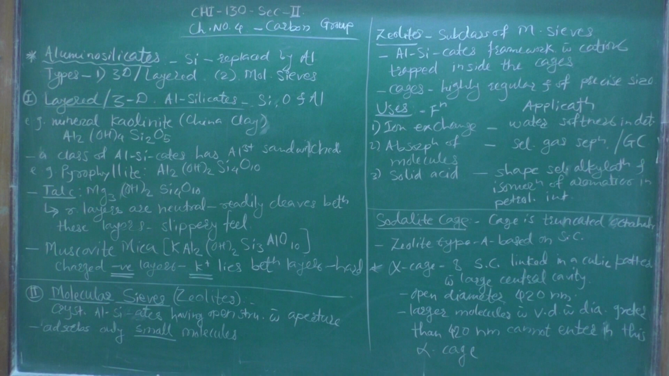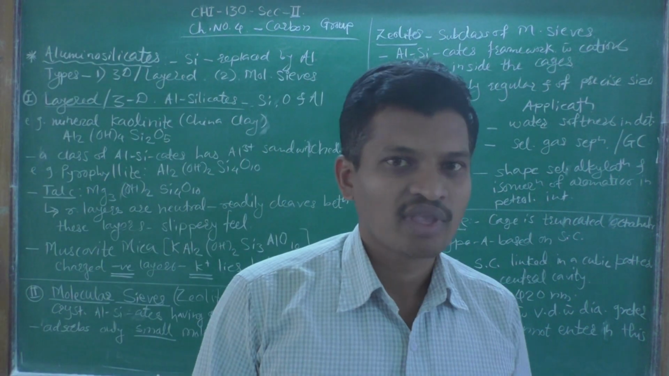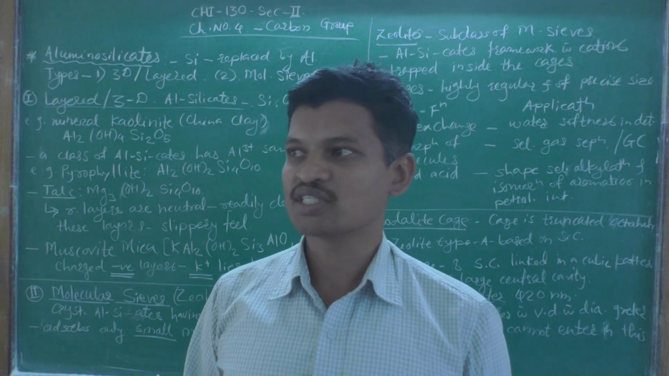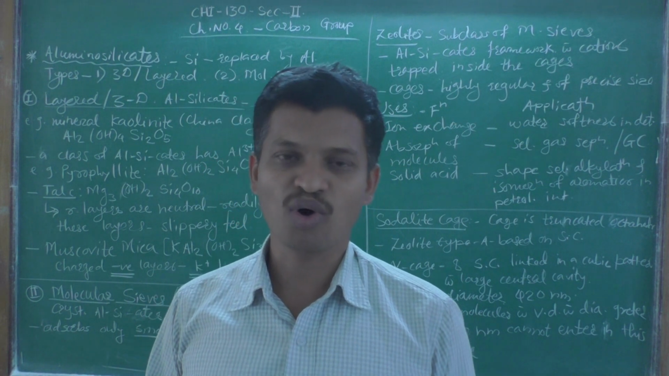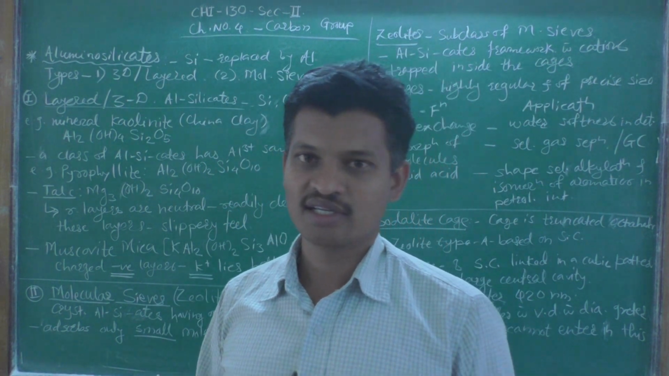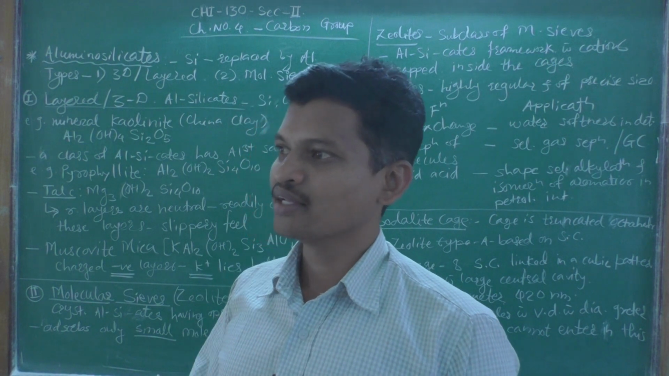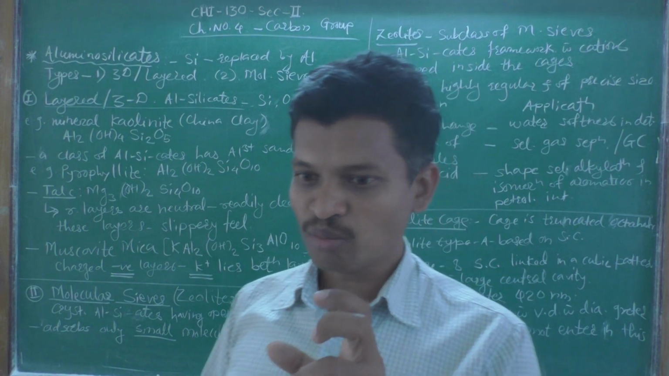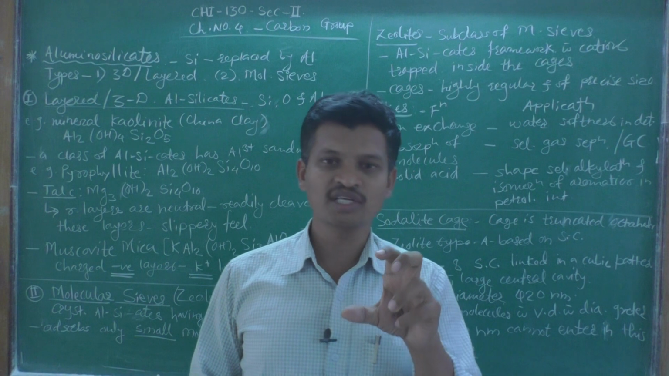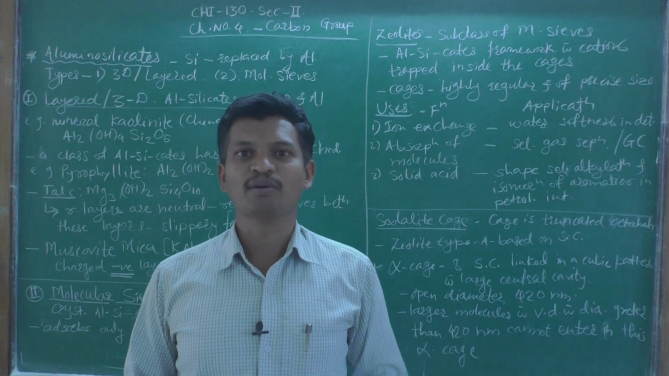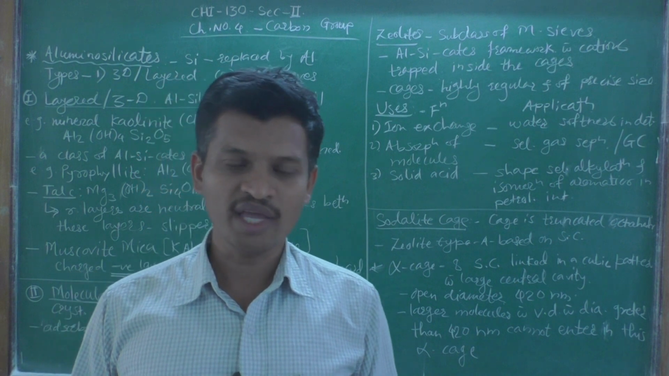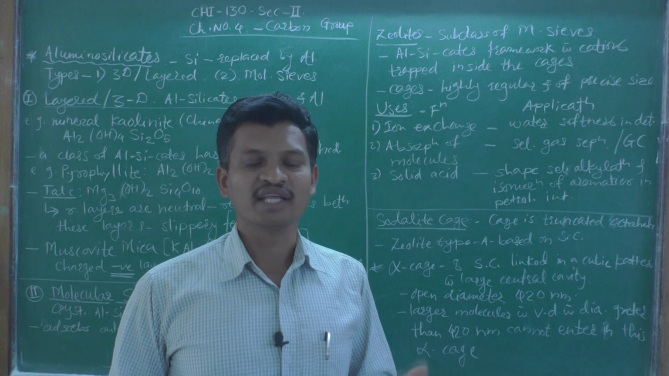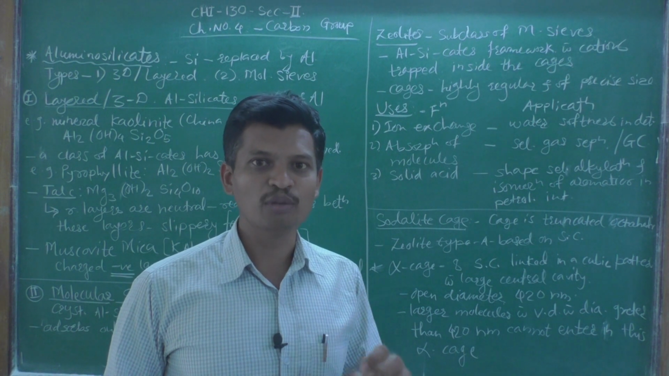So, what are these aluminosilicates? We have seen the types or classification of silicates, and the last class of silicates was 3-dimensional silicates. These 3-dimensional silicates are nothing but aluminosilicates, in which one of the silicon atoms is replaced by an aluminum atom. Then the resulting silicates are known as aluminosilicates.